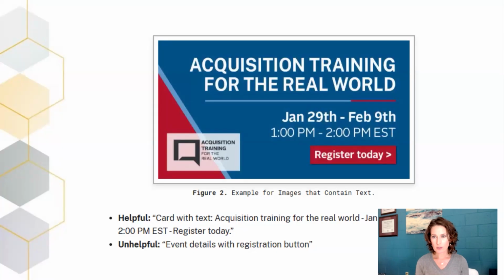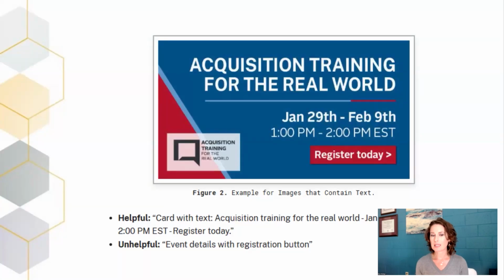So helpful alt text for an image like this. Again, the function of this image is to share some information about an event and to direct people how to use this to go register for the event if they're interested. So in that case, it's really important to include detailed alternative text that includes the information that a sighted reader would get from this, which is, in this case, the dates and the times and the prompt to register.